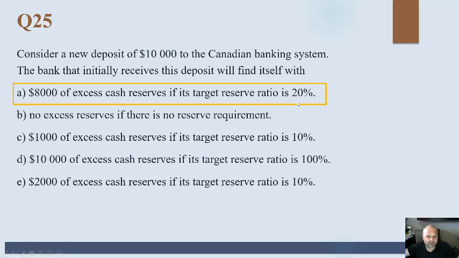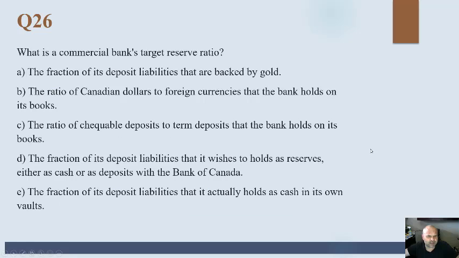Okay, so if the target reserve ratio or desired reserve ratio is 20%, then they're going to want to hold on to 20% of this new deposit. And then the rest will be excess reserves that they could lend out. What is a commercial bank's target or desired reserve ratio? So hit pause. Okay, so the correct answer here is D.